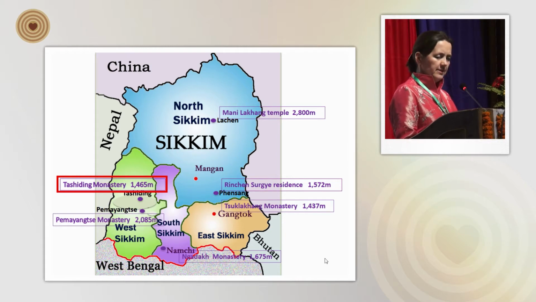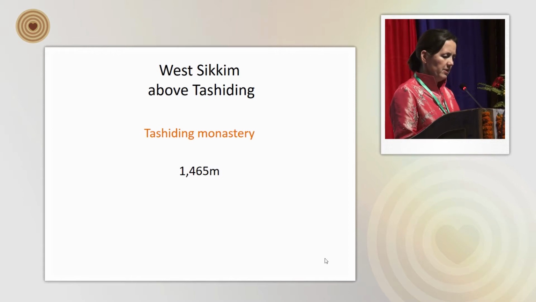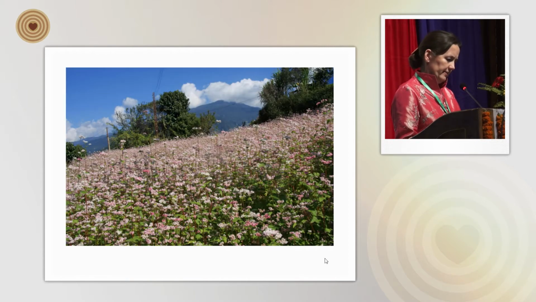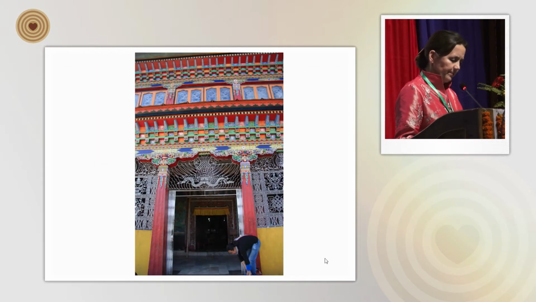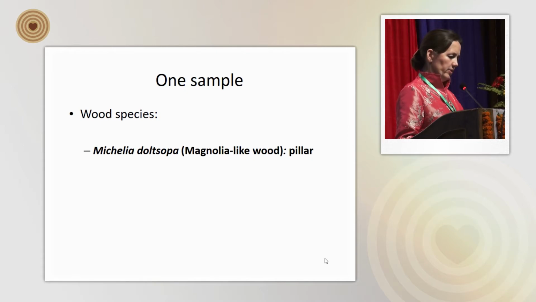The next temple is the Tashiding temple. It is 1,400 meters high, and it is in a beautiful landscape. It's on top of a hill. And then in this temple we also didn't get many samples, just one sample we took from one pillar. And this was again magnolia-like wood for the pillar.